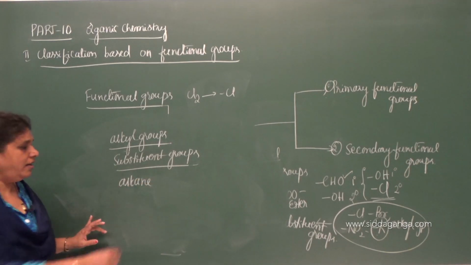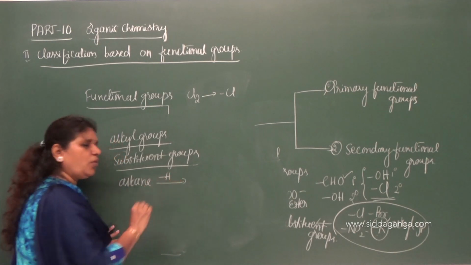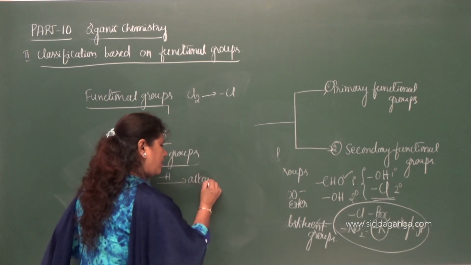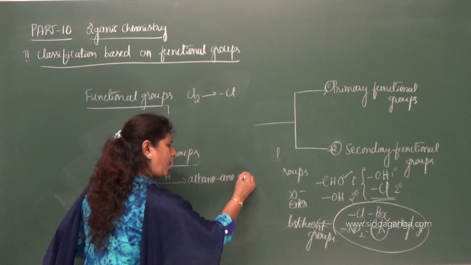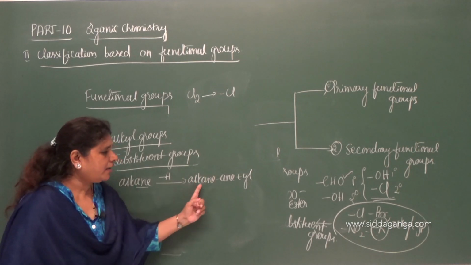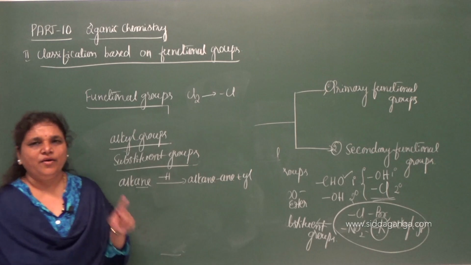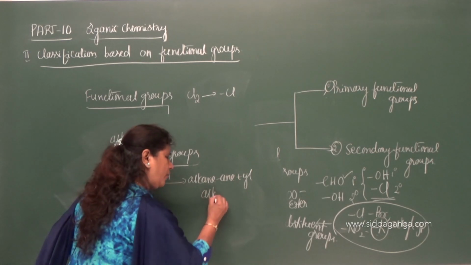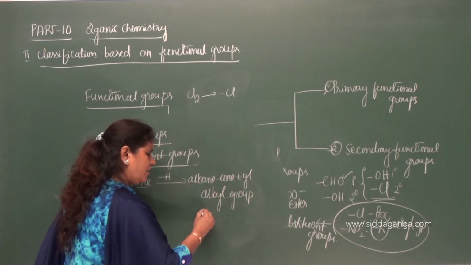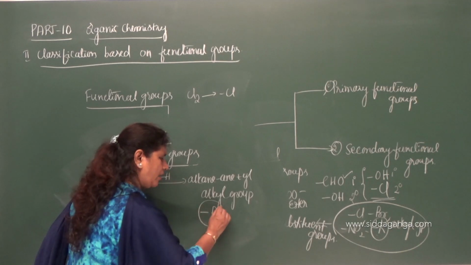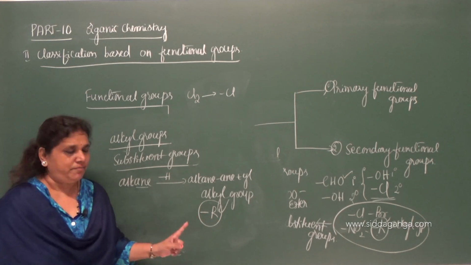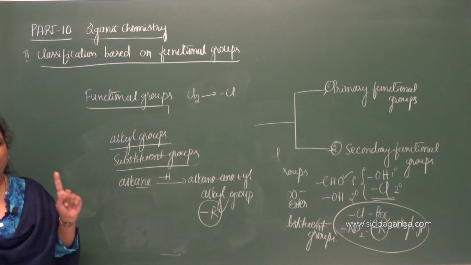So take an alkane, remove one hydrogen from the alkane. From the name of the alkane, you have to remove ANE and add YL. What do you get? Alkyl group. Once you remove ANE, then you represent it by R. R is nothing but the alkyl group. While representing the alkyl group, you have to show the hyphen because it is obtained by the loss of one hydrogen.